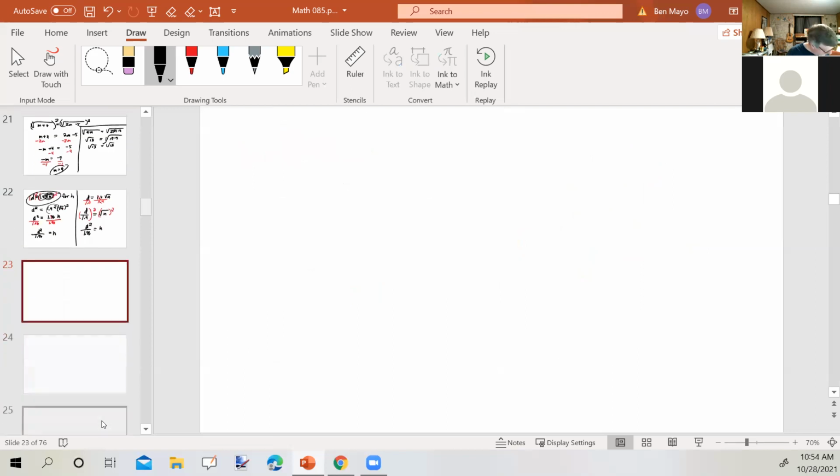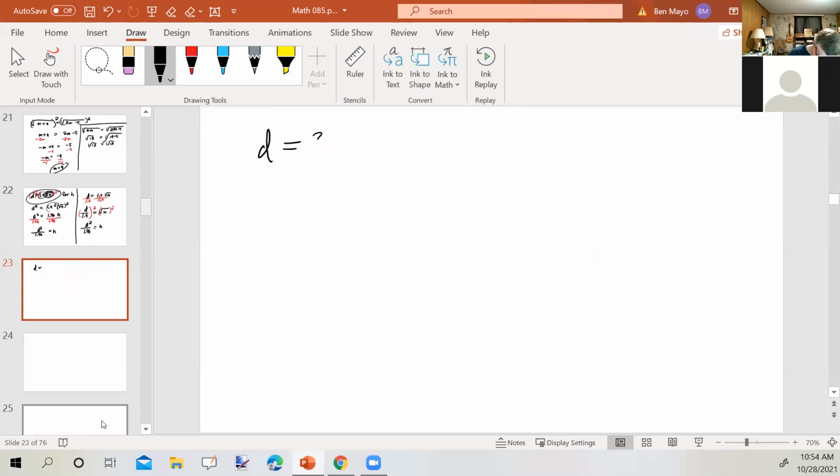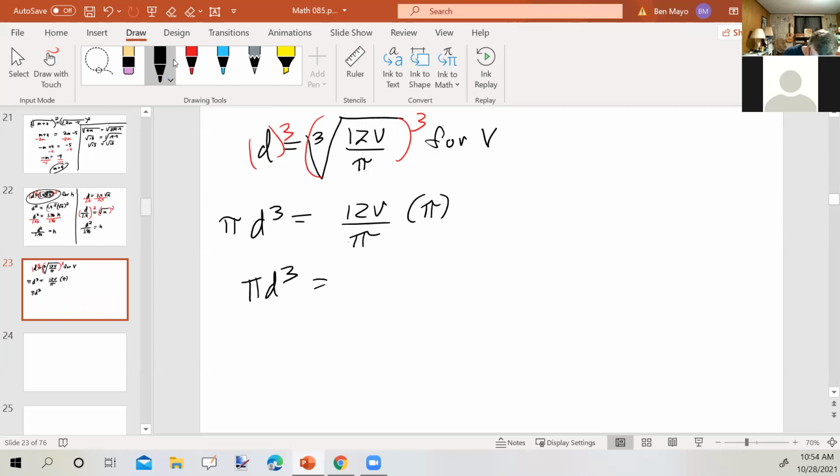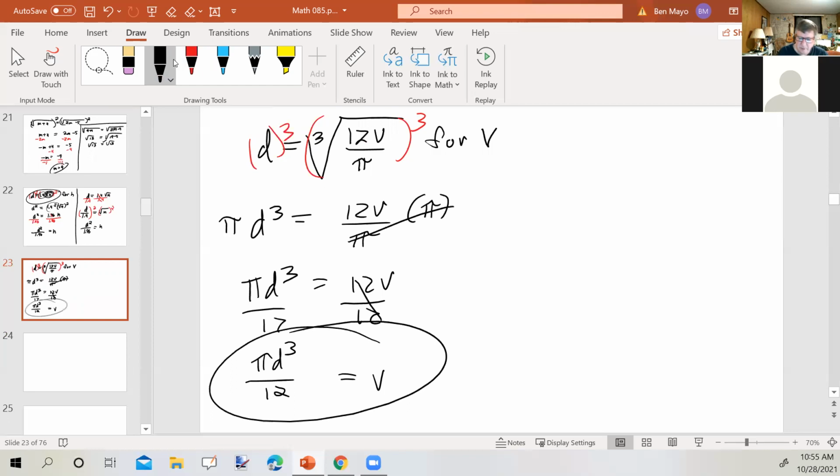Here's another formula. D equals the cube root of the quantity 12v over pi, and we are to solve for v. V is locked up inside the radical, the cube root. So the first thing I'm going to do is cube both sides. I get d cubed equals 12v over pi. Now I need to isolate v. How about if I multiply both sides by pi, which gives me pi d cubed equals 12v. And then I divide both sides by 12. So v equals pi d cubed over 12. And I've solved for v.